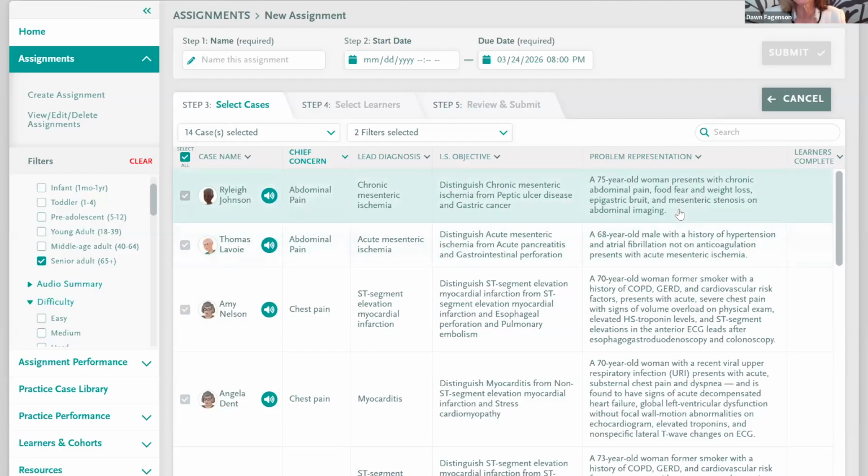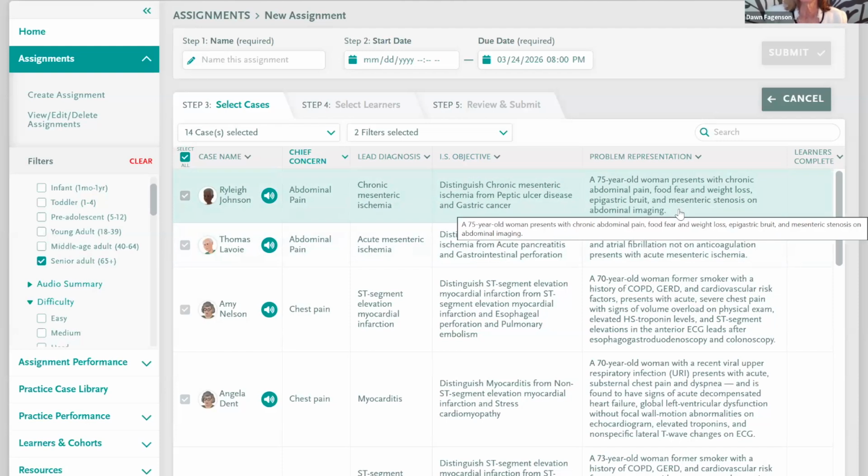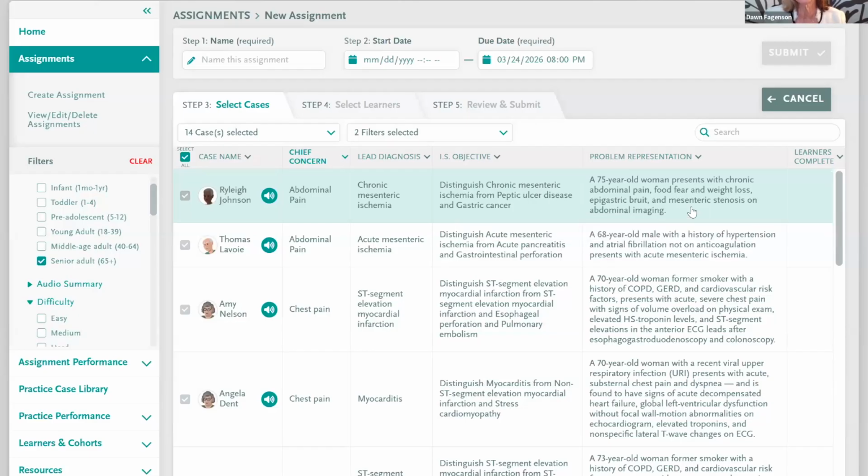And then here, this is the final problem representation for the case. So at each stage of the case, we are tracking for you: what did your learner write for their problem representation and triage? How did they use semantic qualifiers? How did they chunk data? And again, we're tracking through triage, history, physical exam, diagnostics. And then what you see here is the final problem representation for this case. So this gives you an idea if this is the case that you would want to assign.